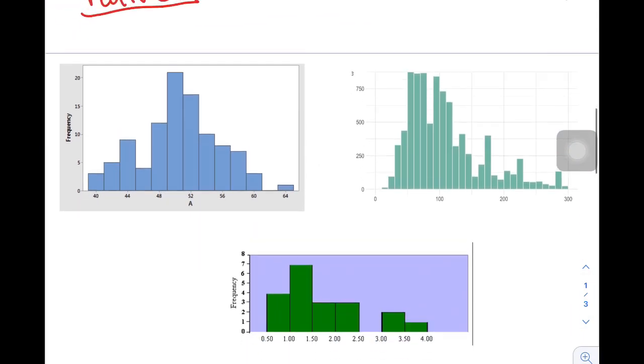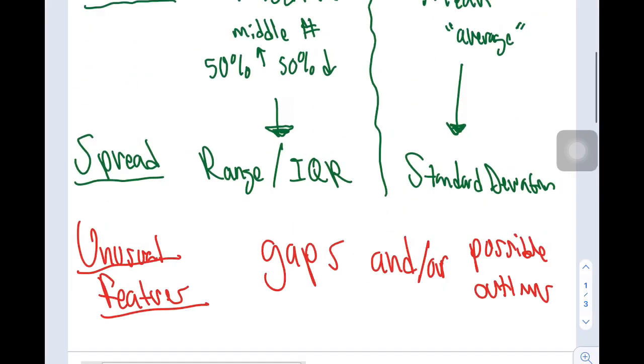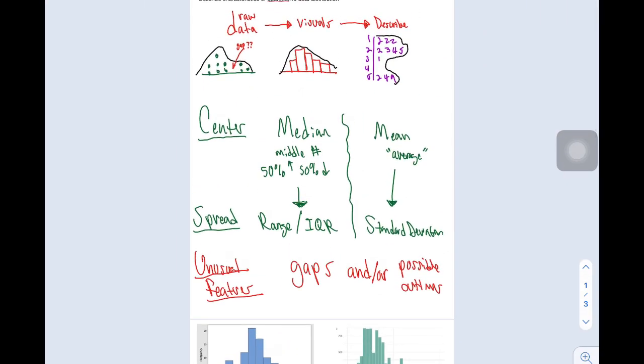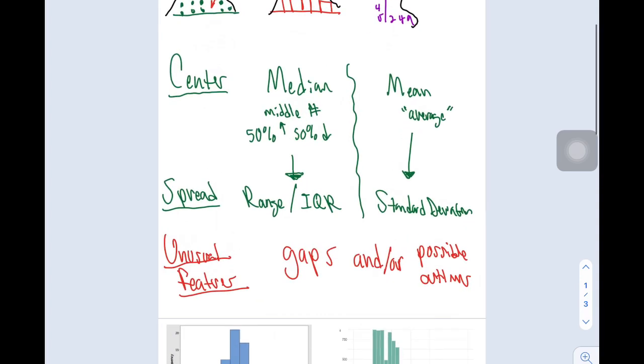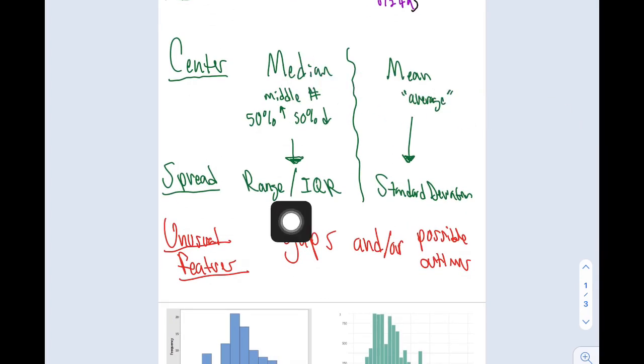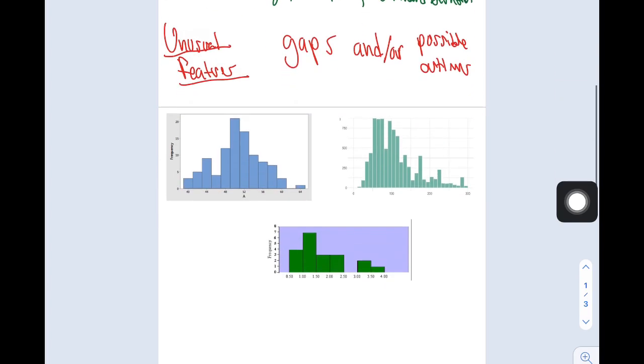All right, you guys are going to do a few questions right now regarding these three pictures down here. But in terms of the lesson, that's it, guys. Describing quantitative data distributions, shape, center, spread, and the shape, remember, unimodal, bimodal, or uniform. And then also talk about, is it symmetric, is it skewed right or skewed left? And then for centers, we can talk about this, and spread this, and unusual features.